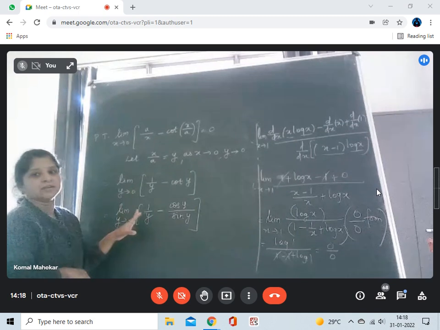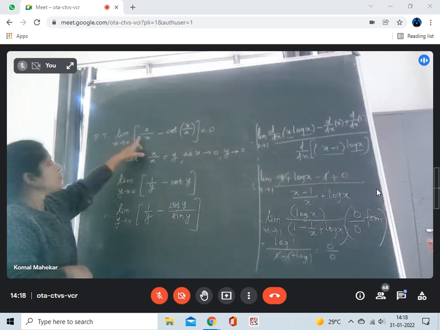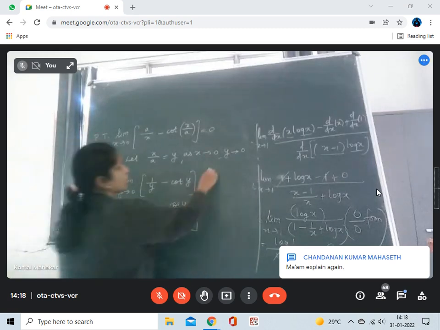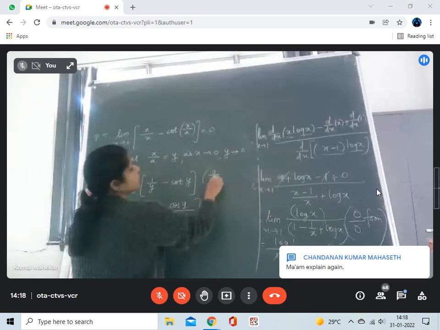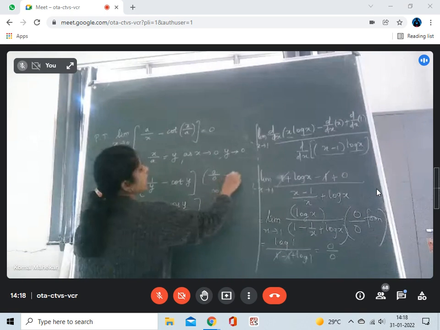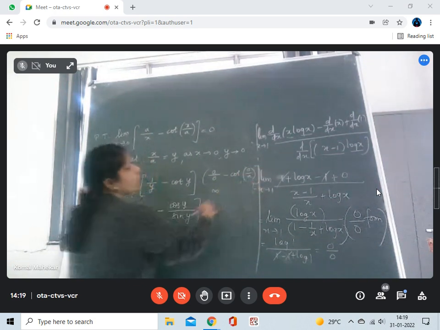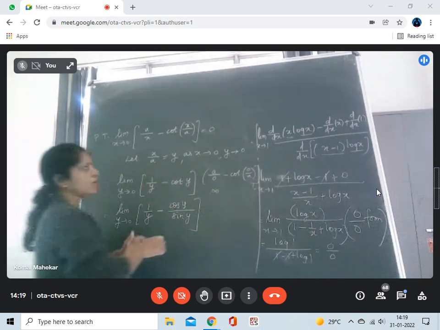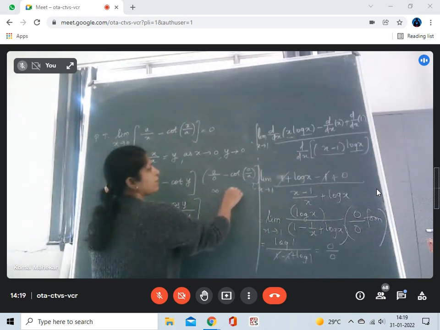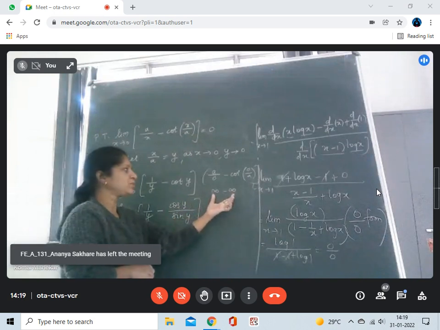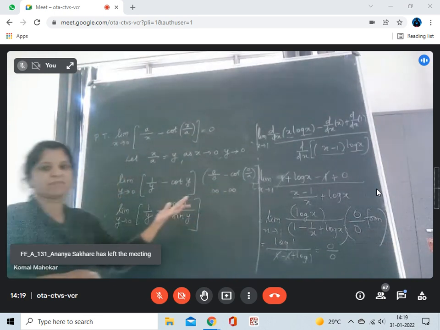Now see here, if you directly put x equal to 0 here, this becomes a upon 0, that is infinity, minus cot of x by a, that is cot of 0 upon a. Now cot of 0 upon a, that is cot of infinity, which is infinity. So this is infinity minus infinity form.